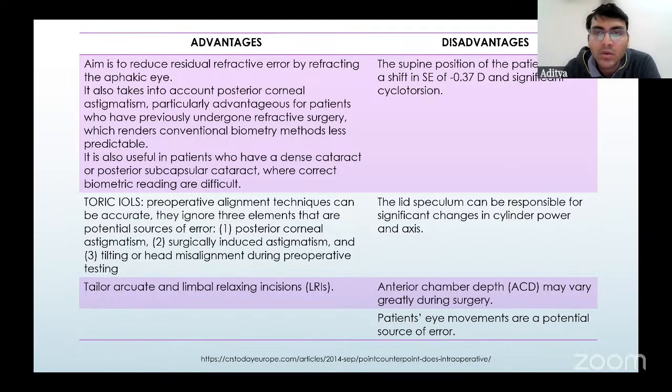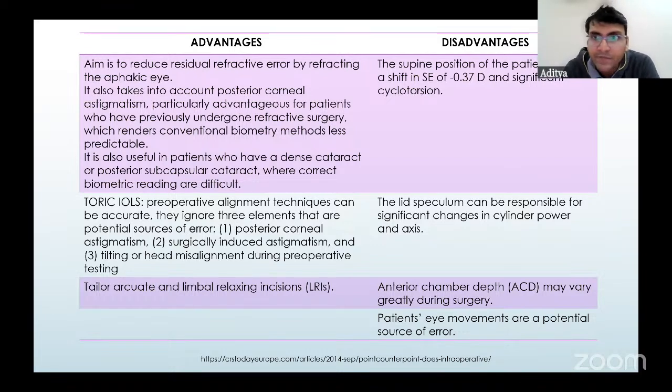So, what are the disadvantages? The supine position of the patient, which is not physiological, causes a shift in spherical equivalent of minus 0.37 diopter and significant cyclotorsion. The lid speculum can be responsible for significant changes in cylindrical power and axis. ACD may vary greatly during the surgery.